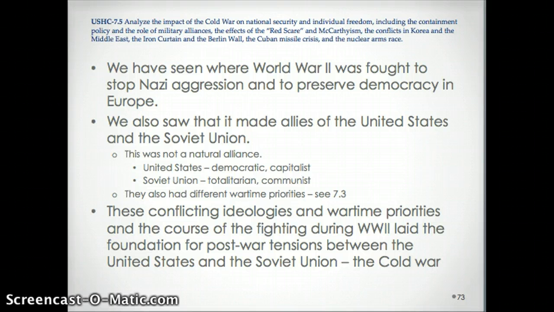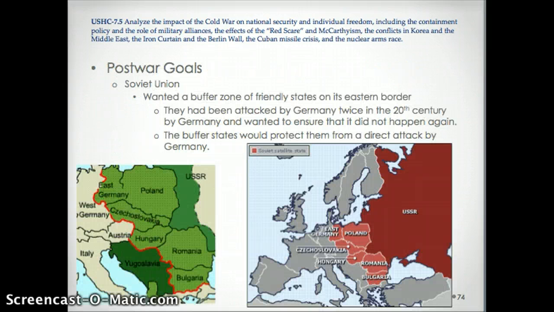The United States is democratic and capitalist, while the Soviet Union was totalitarian and communist. There are different wartime priorities, like we saw in Standard 7.4. Those conflicting ideologies and the wartime priorities over the course of fighting during World War II laid the foundation for post-war tensions between the United States and the Soviet Union, and is going to lead to the Cold War. And really, the fact the U.S. takes so long to open a second front is going to cause a major problem. The post-war goals were also at odds.